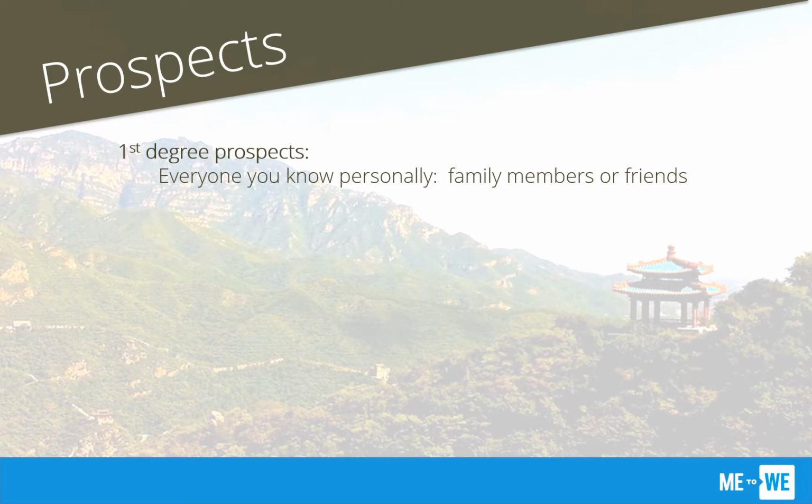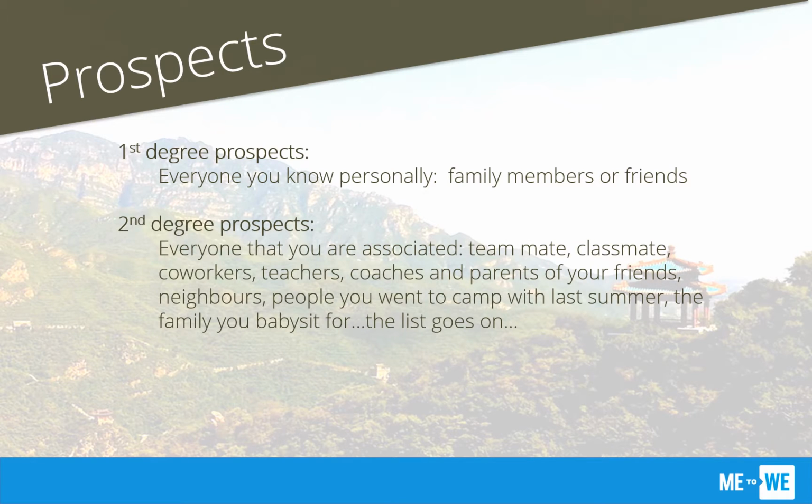A first degree prospect, let's call everybody you know personally, like a family member or friends, your first degree prospects. A second degree prospect, how about let's call everyone that you are associated with in some way a second degree prospect. These could be people like a teammate, a classmate, people that you've met through your part-time job, teachers, coaches, parents of your friends. How about neighbors? Maybe people you went to camp with last summer, friends from junior high school who you see sometimes, the family you babysit for, the list goes on.